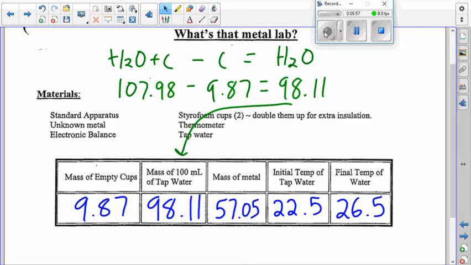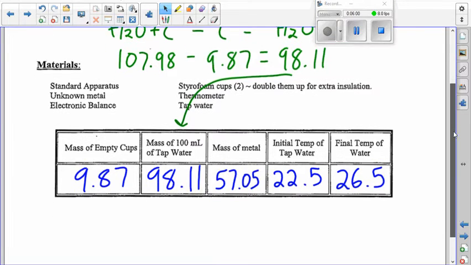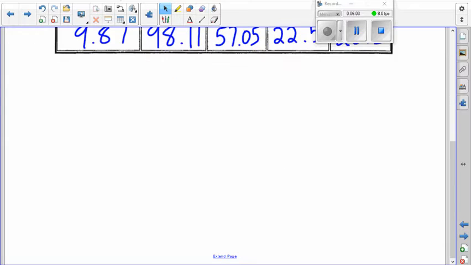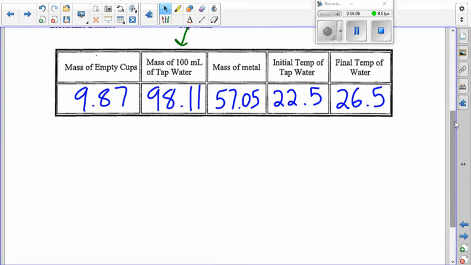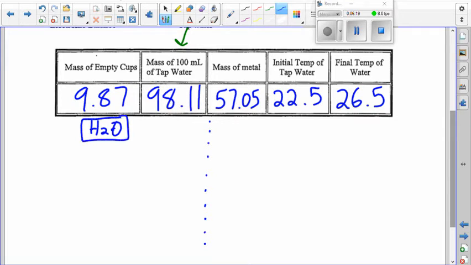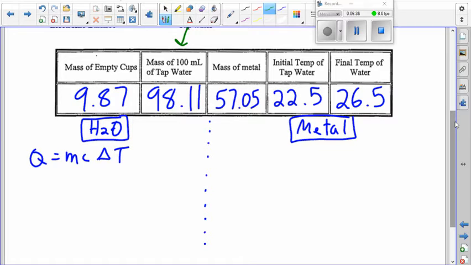So let me walk you guys through this here. I'm going to get this nice and organized. Here's what I like to do on these types of problems. I'm going to divide this in two halves, where I have stuff about water over here and about the metal over here. I'll even write them in two different colors just to make sure I'm clear. Okay, so Q equals MC delta T.